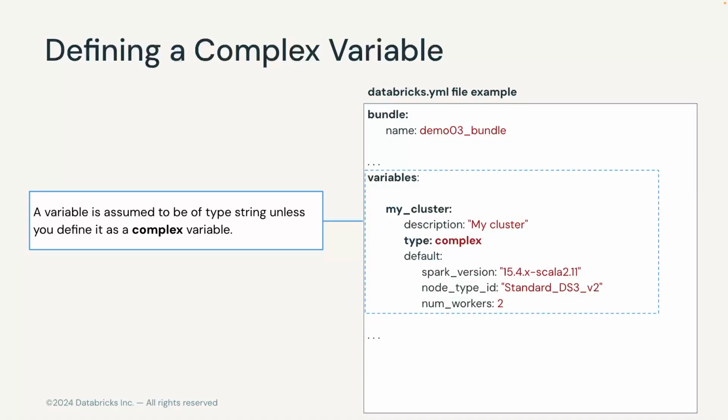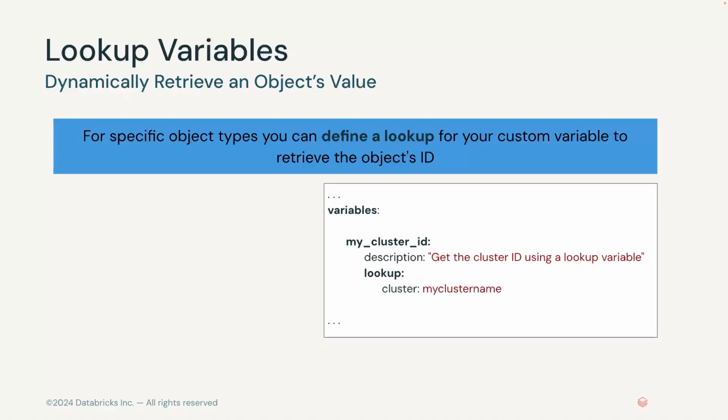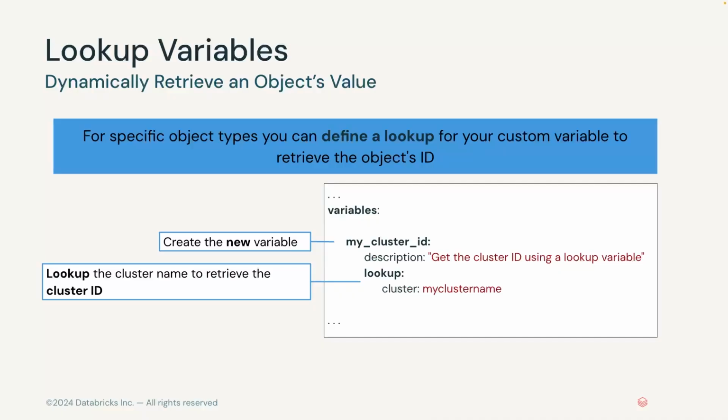For specific object types, you can define a lookup for your custom variable to retrieve the object's ID using this format. First, specify the variable name. In this example, the variable is called myClusterID. Then, use the lookup mapping to define what to look up. In this case, we are looking up the cluster name, myClusterName, to retrieve the corresponding cluster ID value. If a lookup is defined for a variable, the ID of the object with the specified name is used as the value for that variable. This ensures the correct resolved ID of the object is always used.